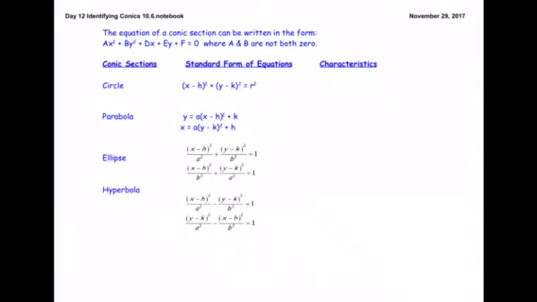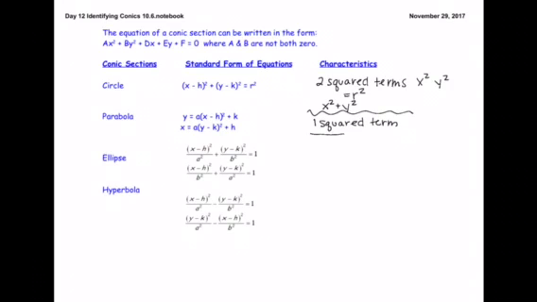When we talk about circles, we have to have two squared terms. So you are going to have an x squared and a y squared in order for it to be a circle. It has to be set equal to the radius squared, and your terms are always going to be x squared plus y squared. When we look at a parabola, how we tell it's a parabola is there is only one squared term. It is the only conic section that has one squared term.